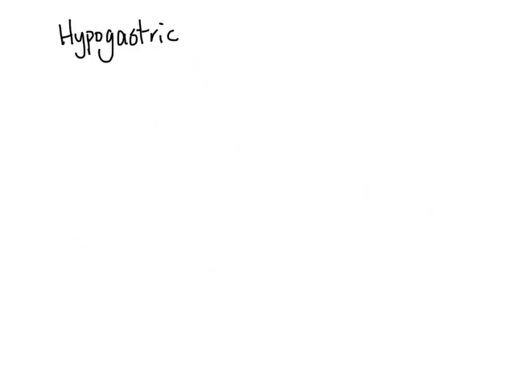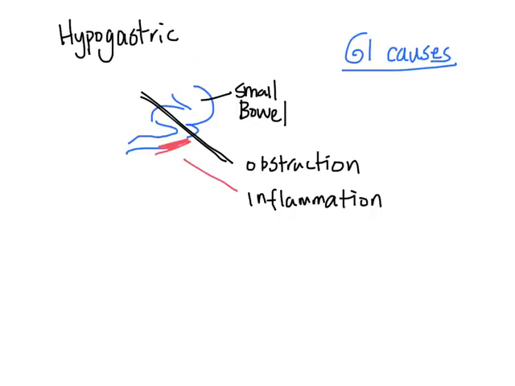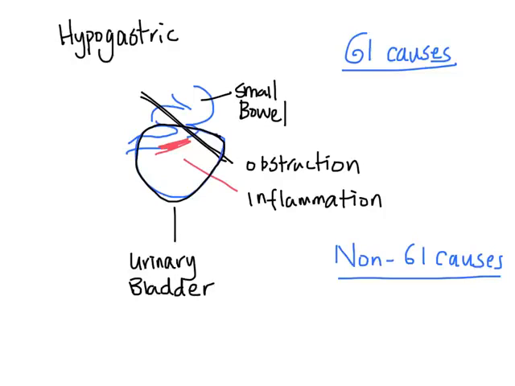What about the hypogastric area? What lives there? The small bowel. Therefore, conditions giving pain to that area can include obstruction or inflammation. What about non-GI causes? The bladder sits right in this area. Therefore, conditions such as cystitis, stones, can give pain to this area.